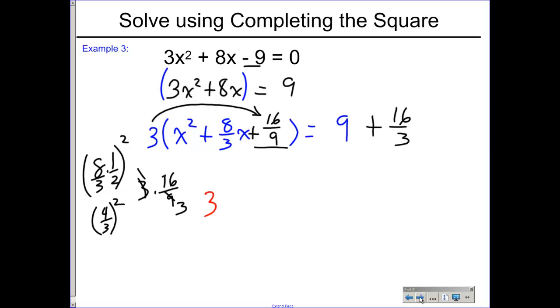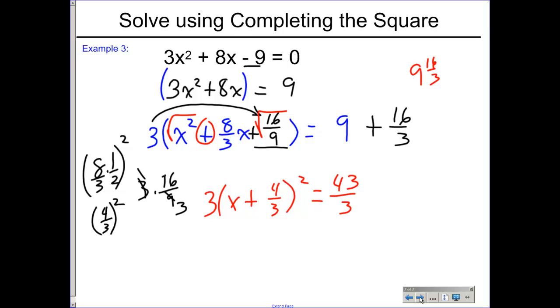Go ahead and simplify this. I have the square root of x squared, which is x, the square root of 16/9, which is 4/3, plus sign in between, and 9 plus 16/3. That's actually 9 and 16/3, but what I'm going to do is convert that to an improper fraction, 43/3. So I'm going to leave it as a fraction.